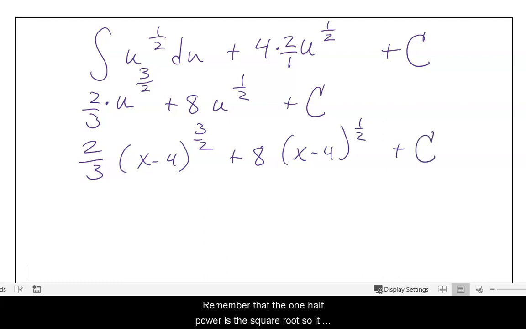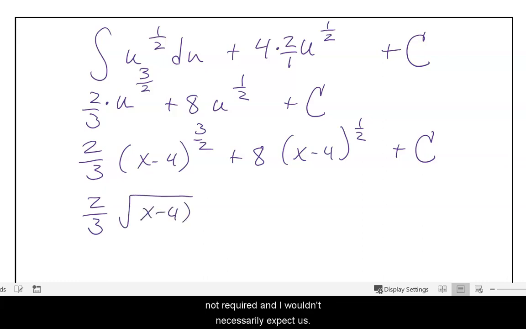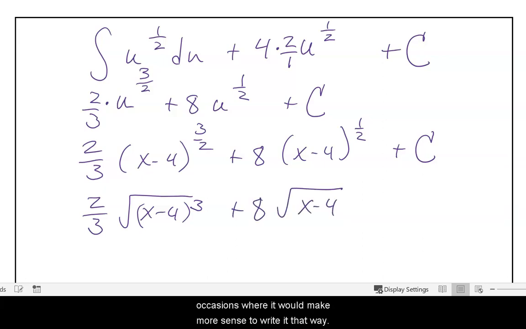Remember that the 1/2 power is the square root, so it would be equivalent to write it in the following form, though it's not required and I wouldn't necessarily expect this. You could, however, write it this way, and there might be occasions where it would make more sense to write it that way. I leave it to your discretion. Let's take a look at the next tricky integral.